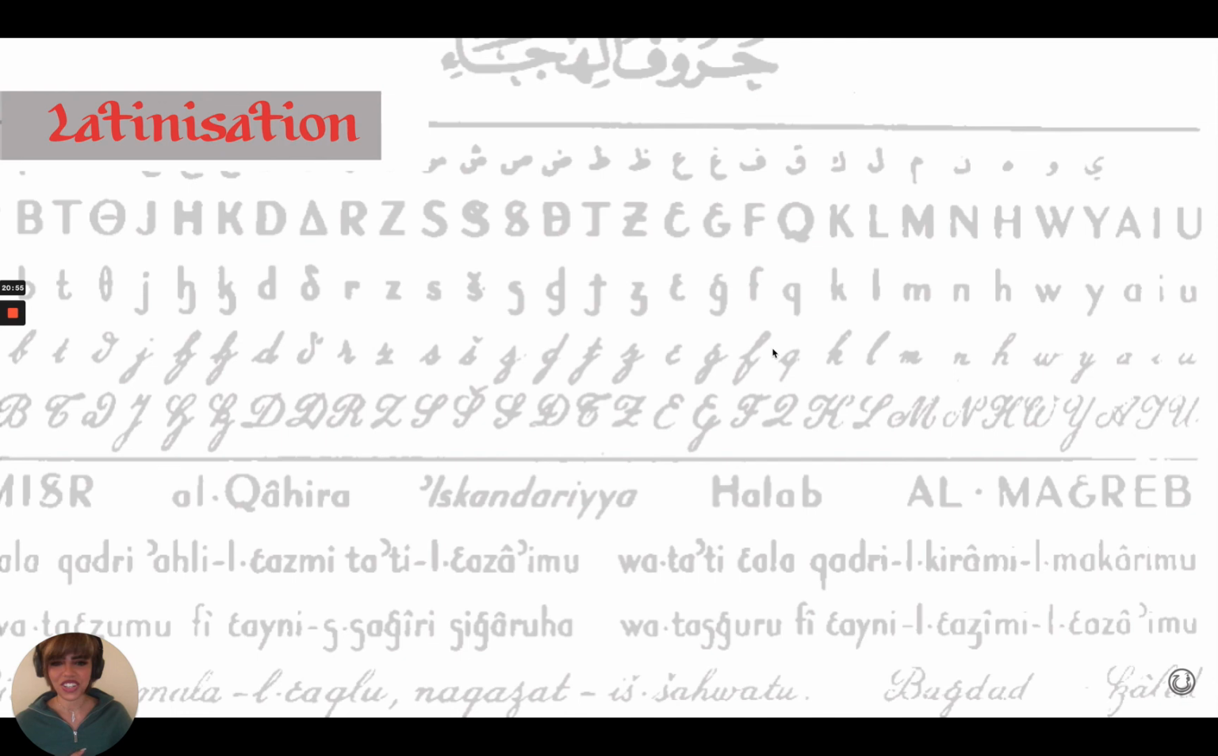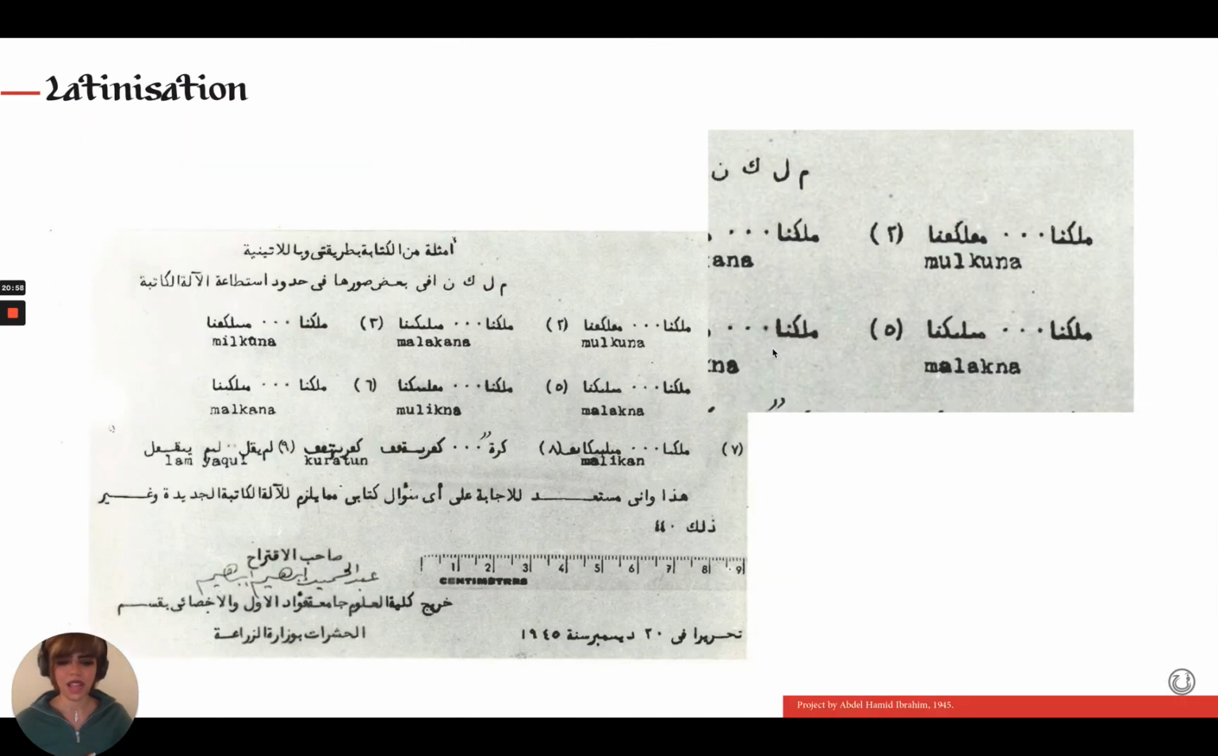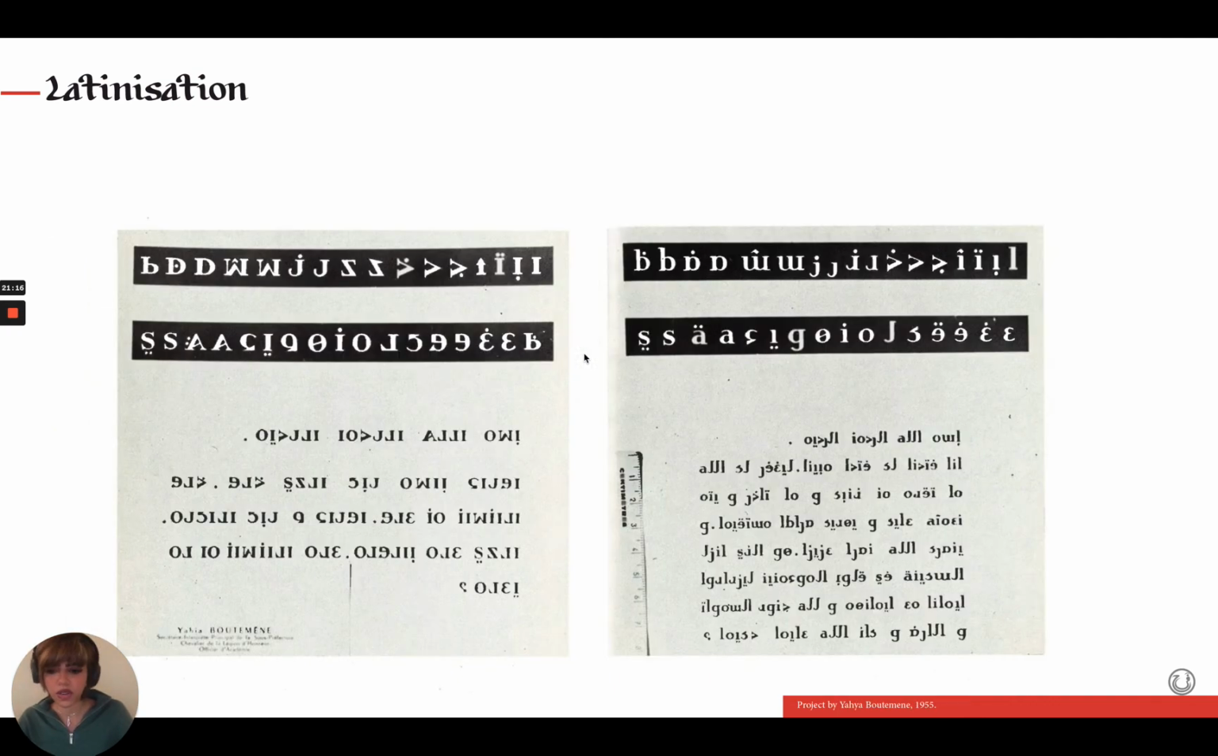So for the Latinization, this is one of the projects submitted by Abdel Hamid Ibrahim in 1945. He proposed a full Latinization. He wrote the short vowels within the word, similar to the English language. And this is one of my favorites. I'm just going to be subjective here. Yahya al-Batamini in 1955 proposed a system where he took the Latin characters, saw which ones look like the Arabic, and created the system out of it.